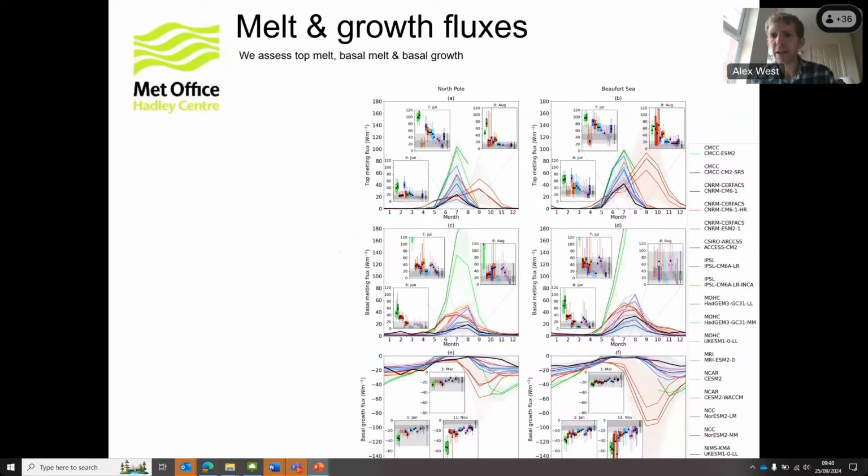We'll now have a look at how they simulate ice melt and growth fluxes and compare these to the ice mass balance buoys.